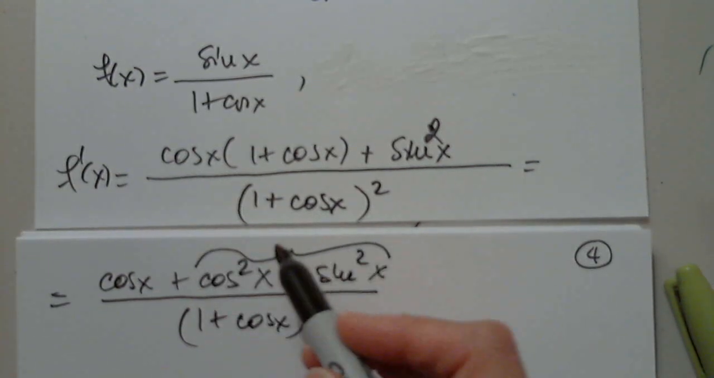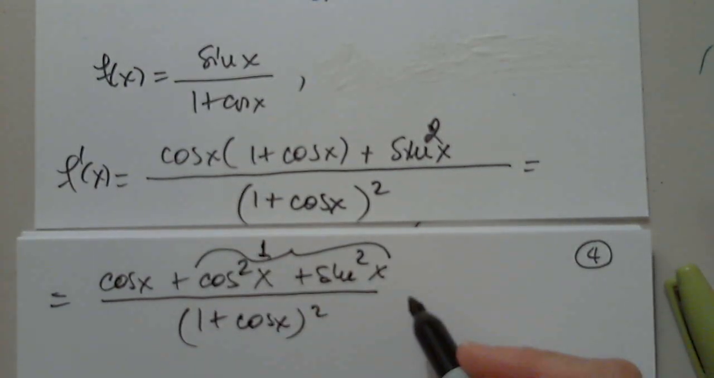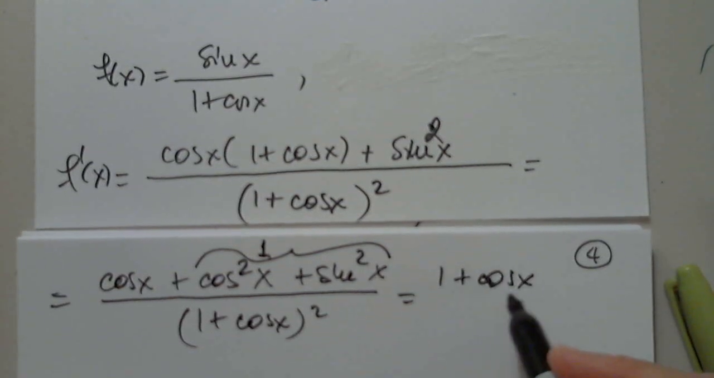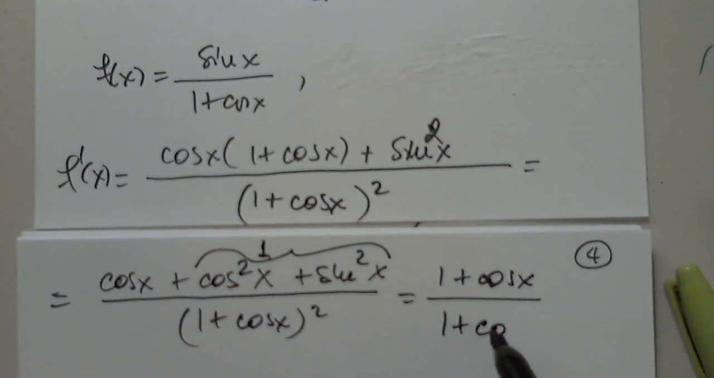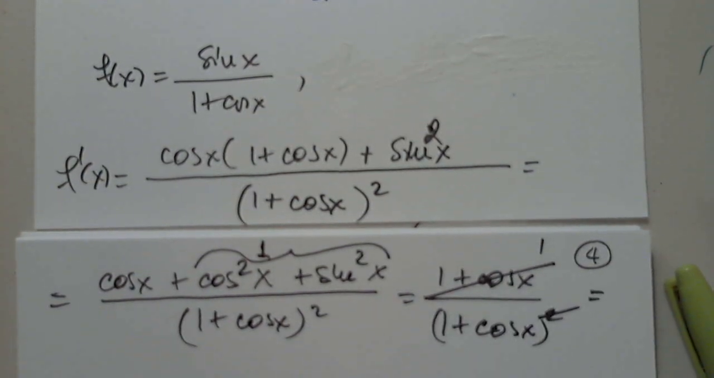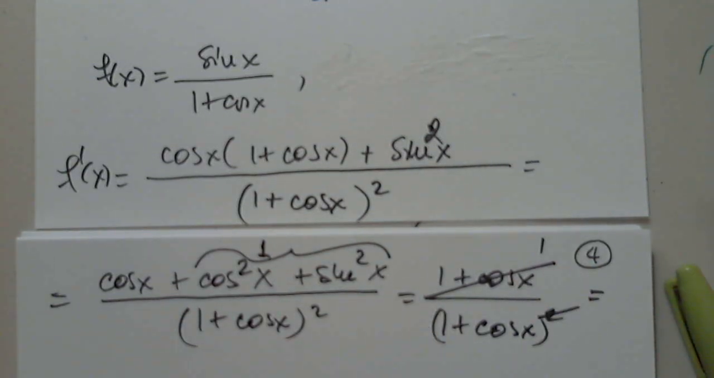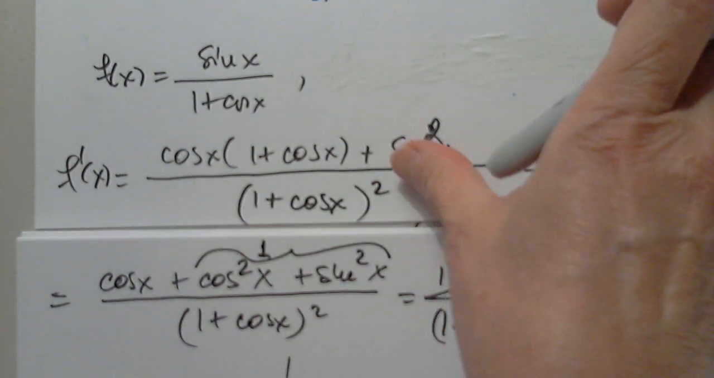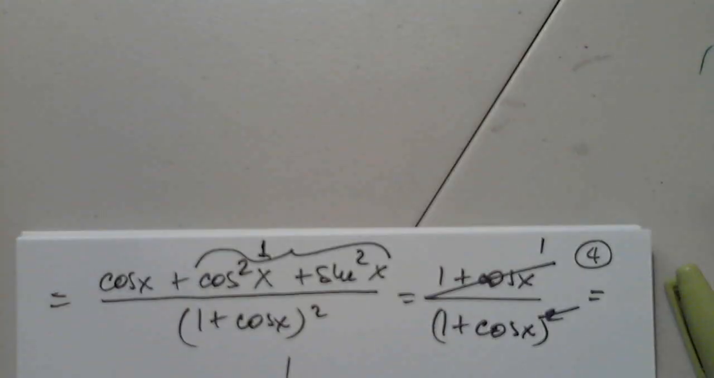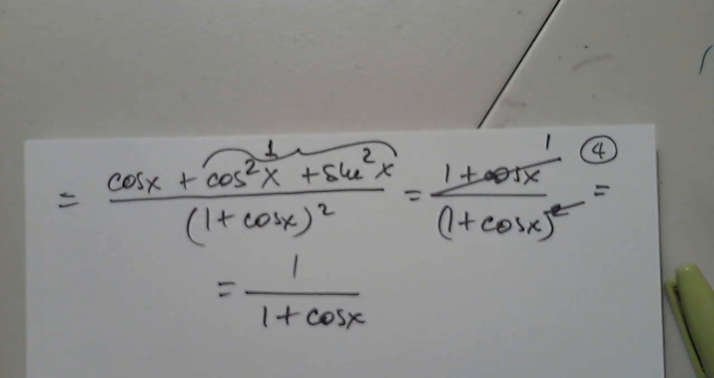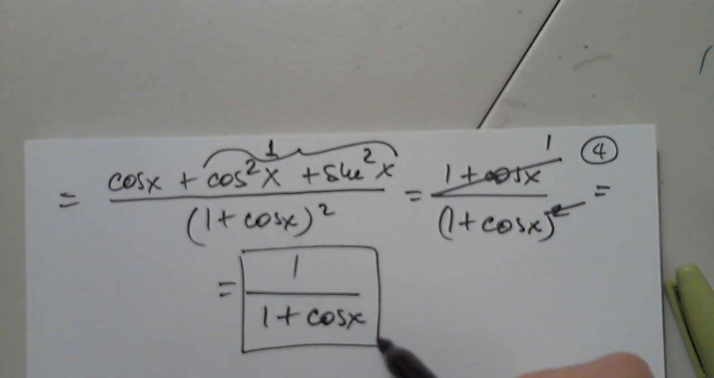But as we know from a long time ago, this is 1. So then we have 1 plus cosine x in the numerator and 1 plus cosine x squared in the denominator. I simplified the entire factor. Please put 1, because if you don't put 1, you may consider it 0, and that will be a terrible mistake. So it's 1 over 1 plus cosine x. So that is the simplified form of the derivative of this function.